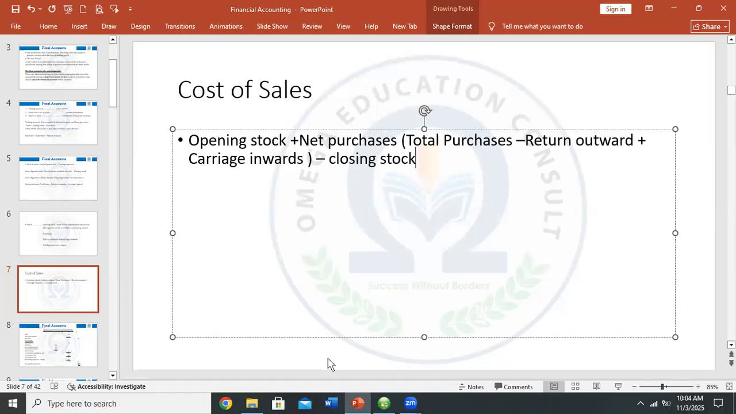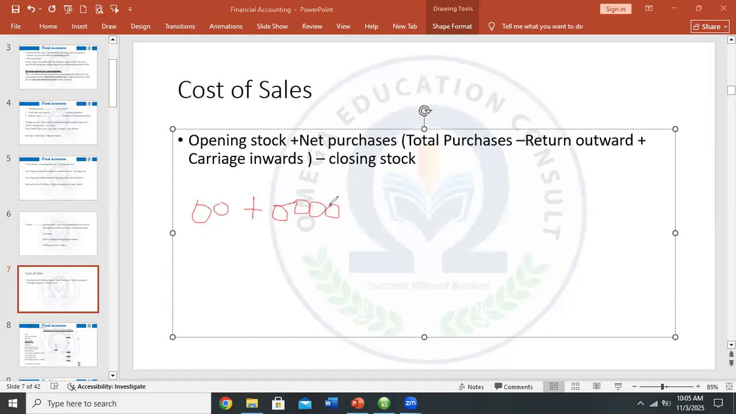So let me do some pencil illustration here. Let's say that at the beginning of the year, I had 2 shoes. This is my opening stock. I had 2 shoes at the beginning. What I'm saying is that I have to add whatever I bought. So maybe during the year, I went to buy further 5 shoes.